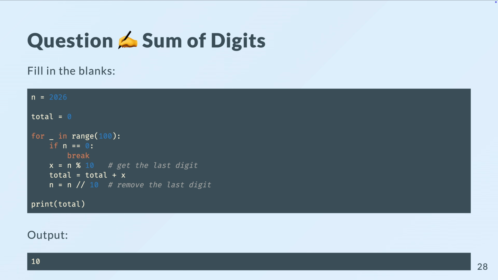Let's check the answers. To get the last digit, we use modulo 10. To remove the last digit, we use integer division by 10. Now let's quickly sum the digits. 2 plus 0 plus 2 plus 6 equals 10. So the output is 10.